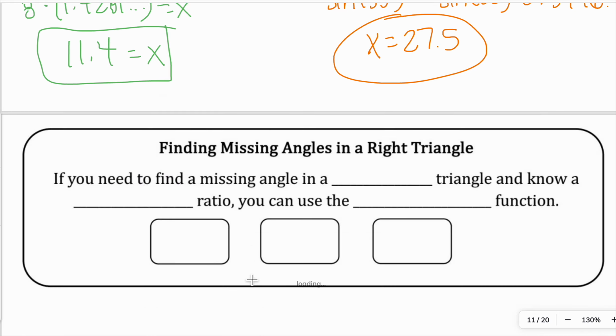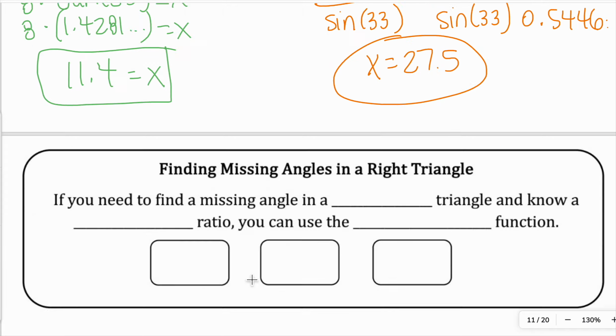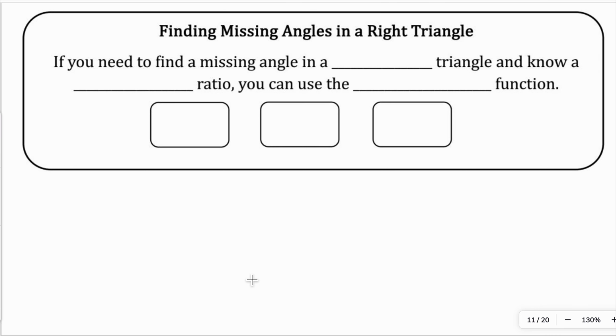Last little bit is finding missing angles in right triangles. So what we've done so far is just finding missing sides. Now we're going to find missing angles in right triangles. If you need to find a missing angle in a right triangle and know a trig ratio, then you can use the inverse function. You might have to click shift or second, but you should see on your calculator sine to the -1, cosine to the -1, and tangent to the -1. Those are the things we're going to use here in a moment.